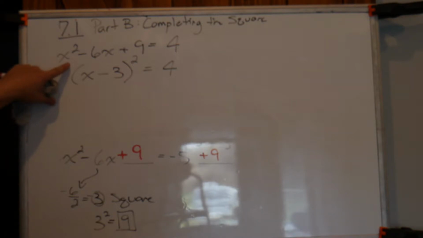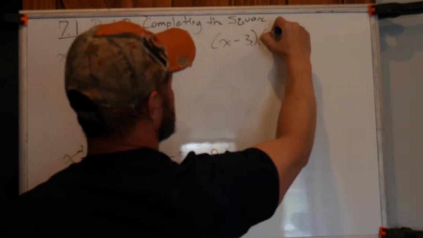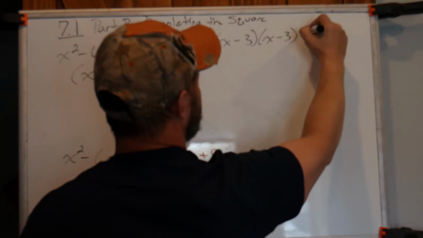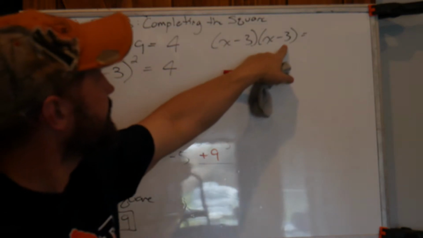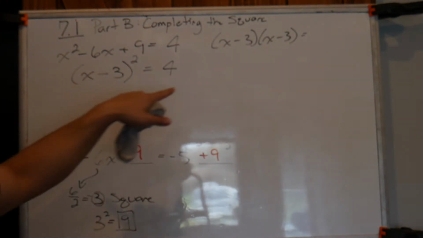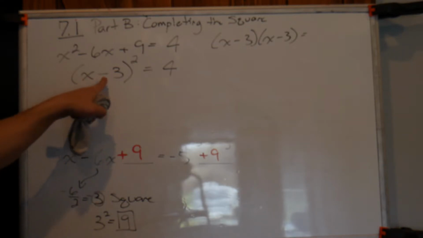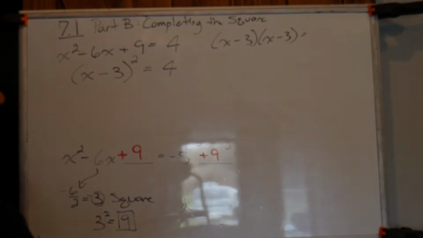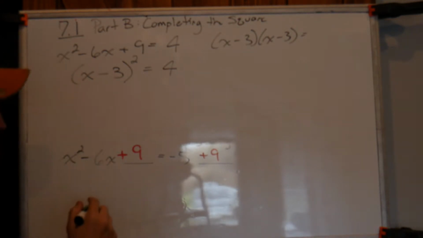So all I did was rearrange. You know that x minus 3 times x minus 3 equals x squared minus 3x minus 3x is minus 6x. Negative 3 times negative 3 is positive 9. That's our x minus 3 squared. So basically, I'm going to spend more time on this one. We'll go through the other ones quicker.